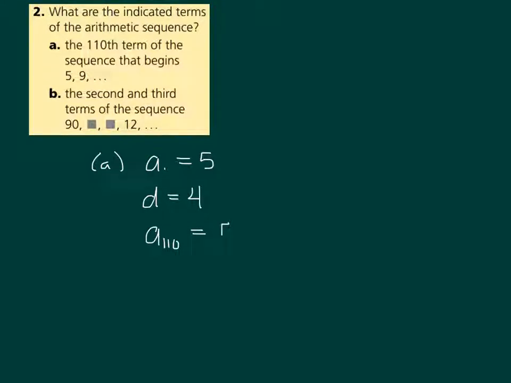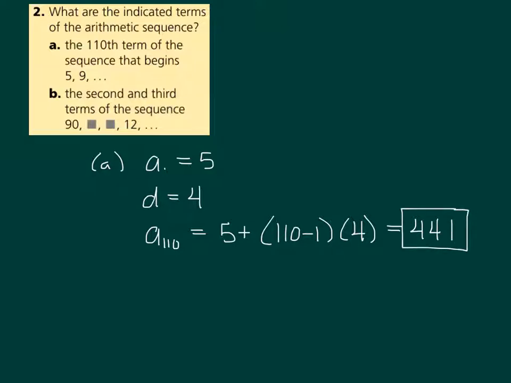Using our formula, it is the first term plus 110 minus 1 times the common difference. So we get 441. Easy peasy lemon squeezy. You take the formula we had, first term is 5, plus 110 minus 1, where n is 110 because we are looking for the 110th term, times the common difference, which is 4. So this is 109 times 4 plus 5, which is 441.